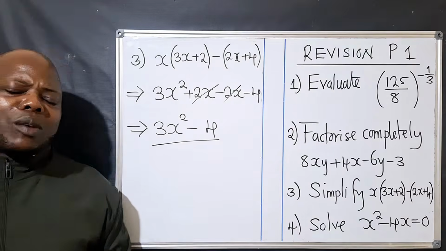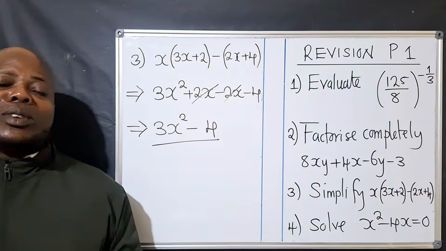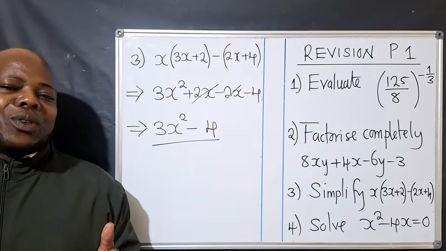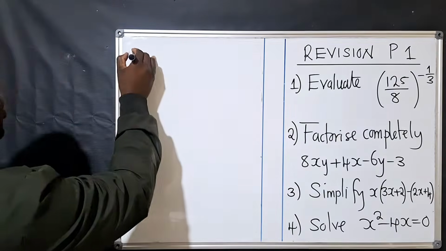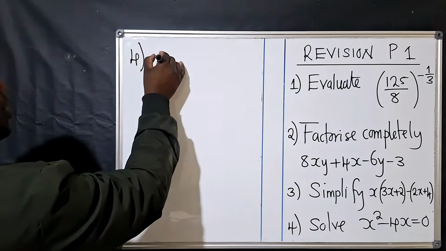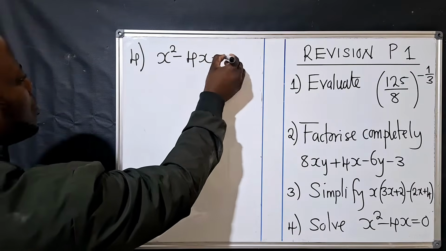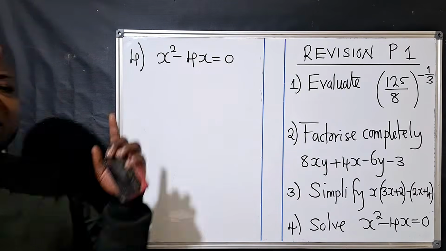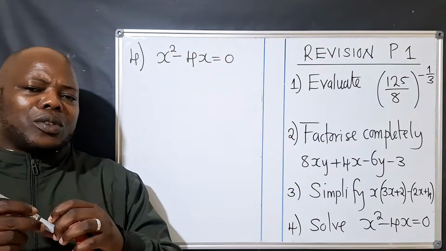Let's check out question number 4 and see what we're supposed to do on our last question, which is question number 4. We have to solve an equation. All right, so for question number 4, they're saying solve. So we need to solve x squared minus 4x is equal to 0. This is a quadratic equation. We are going to solve it by factorization method.